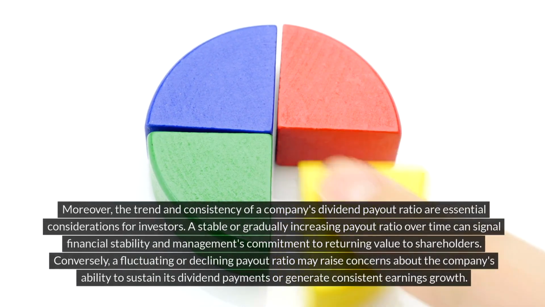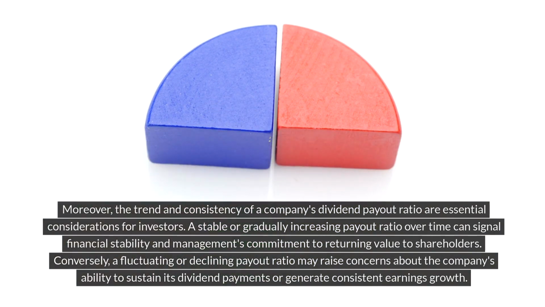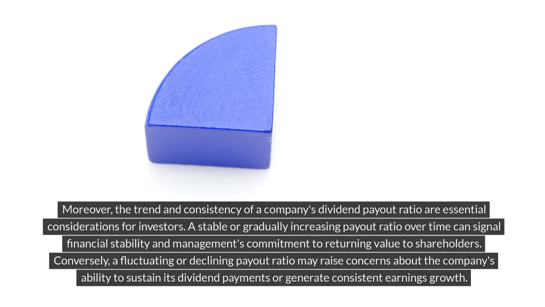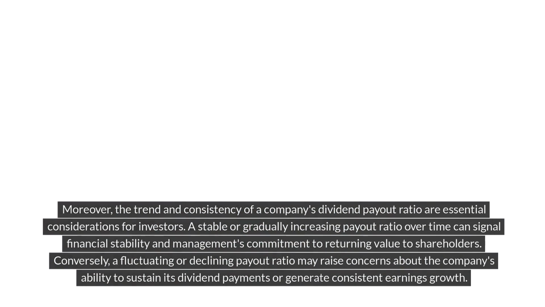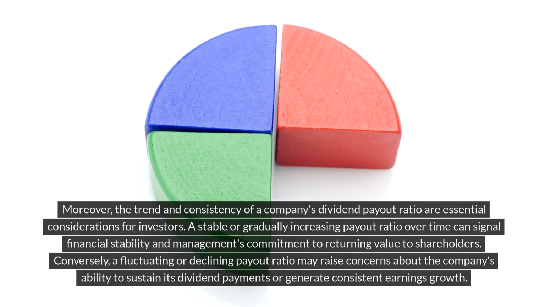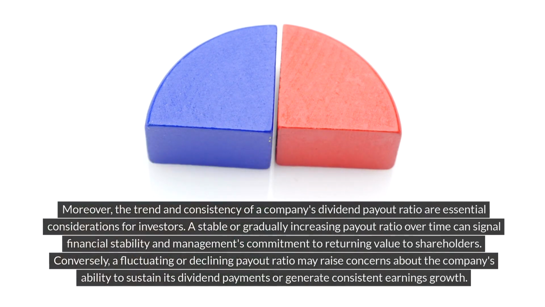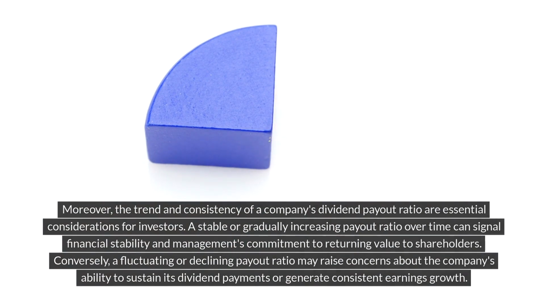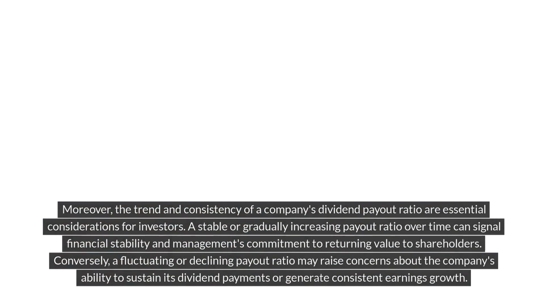Moreover, the trend and consistency of a company's dividend payout ratio are essential considerations for investors. A stable or gradually increasing payout ratio over time can signal financial stability and management's commitment to returning value to shareholders. Conversely, a fluctuating or declining payout ratio may raise concerns about the company's ability to sustain its dividend payments or generate consistent earnings growth.